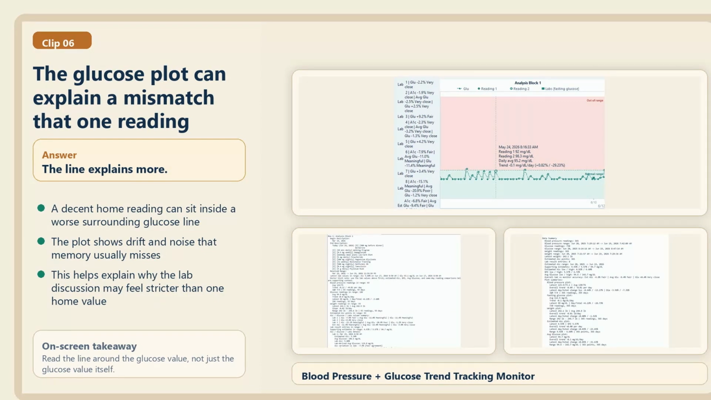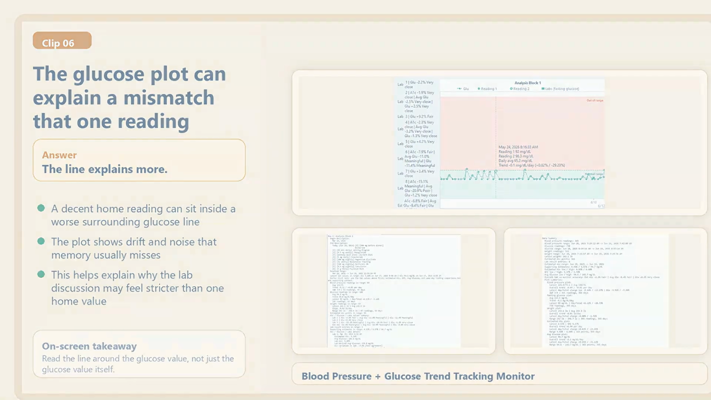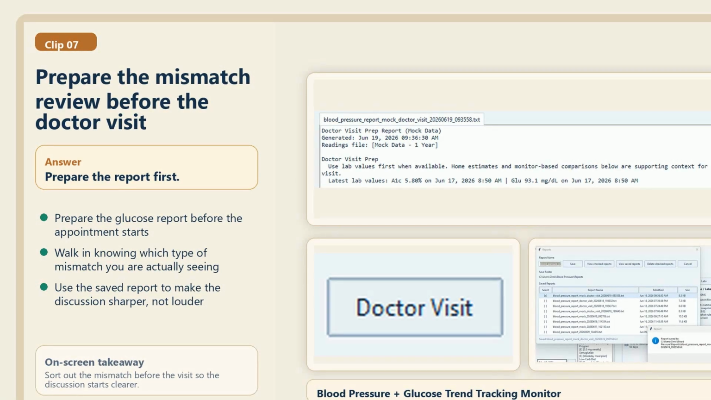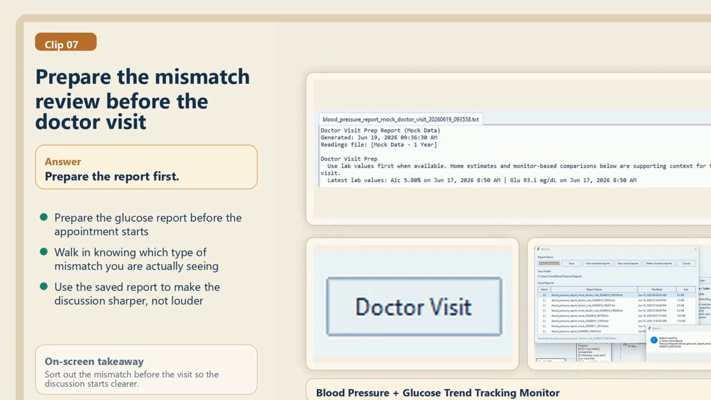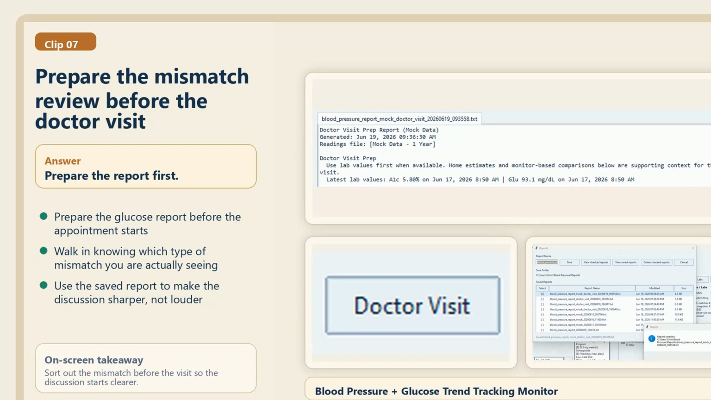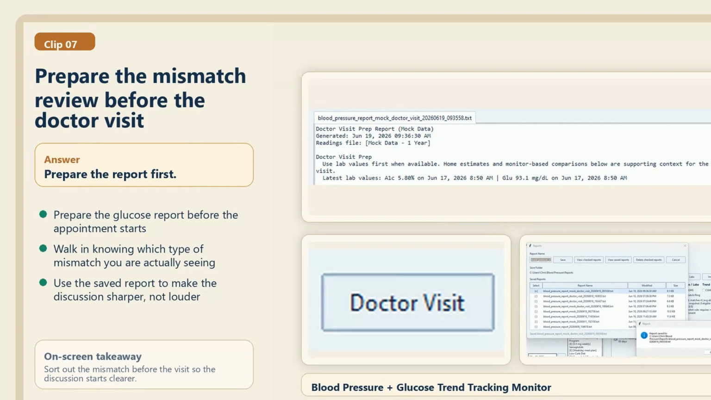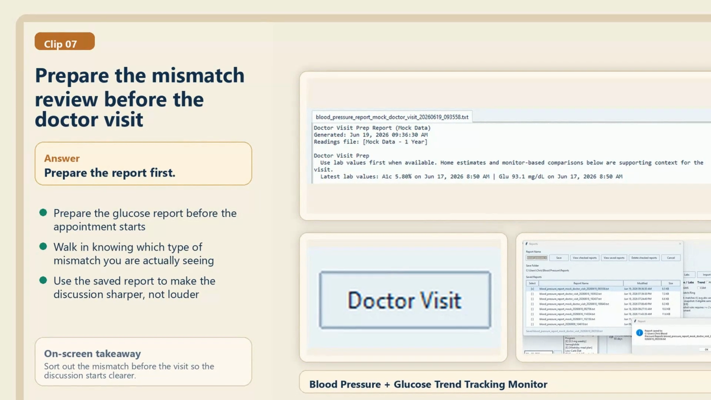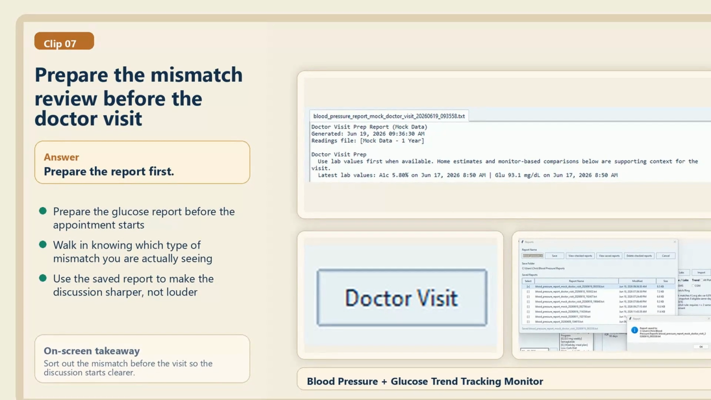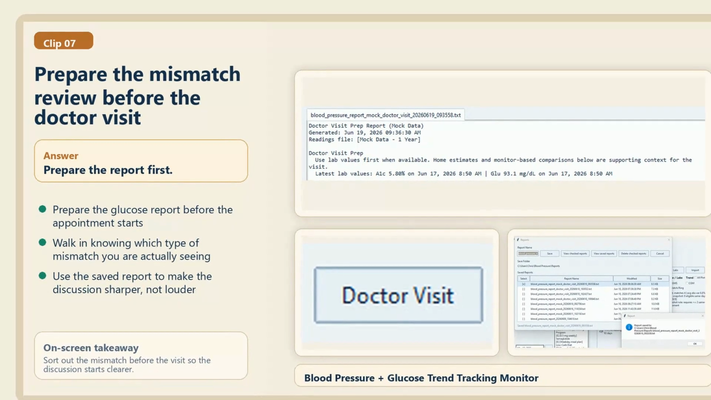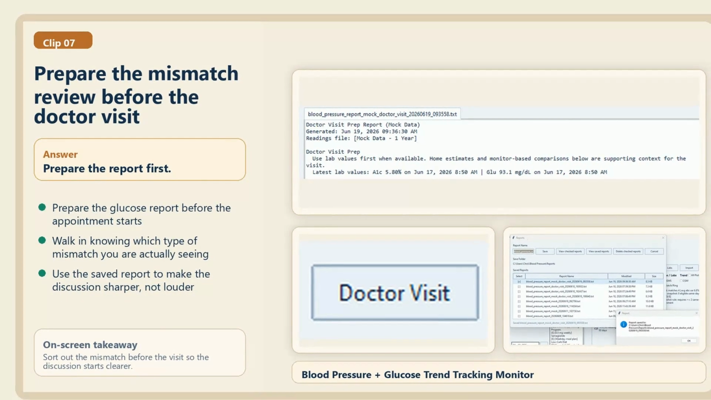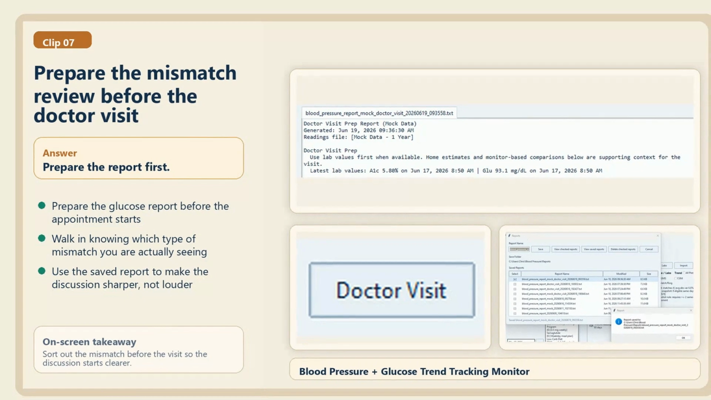Prepare the mismatch review before the doctor visit. This is most useful before a doctor visit, not during it. The report viewer, analysis section, and saved workflow let you build the exact glucose review you want to discuss before the appointment starts. That means you can walk in knowing whether the mismatch is a same-day lab versus home issue, an average versus latest issue, or an estimated A1C versus lab A1C issue. The goal is not to argue with the doctor. The goal is to make the conversation more precise.